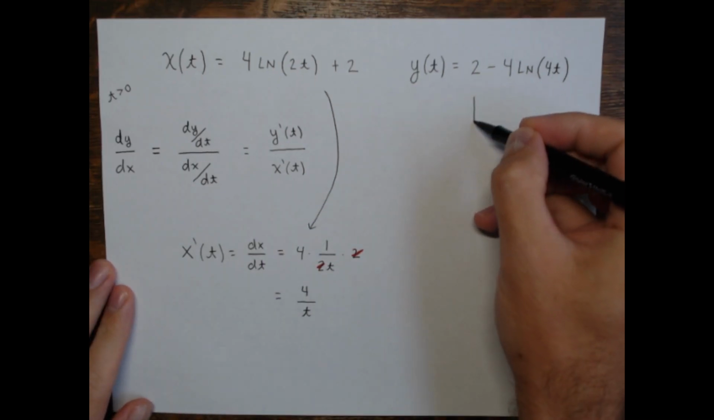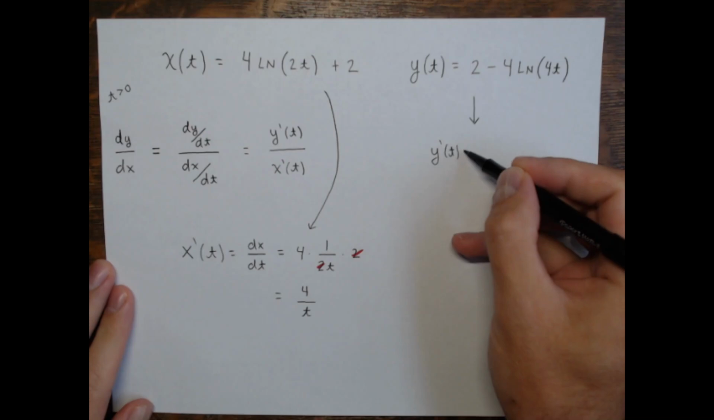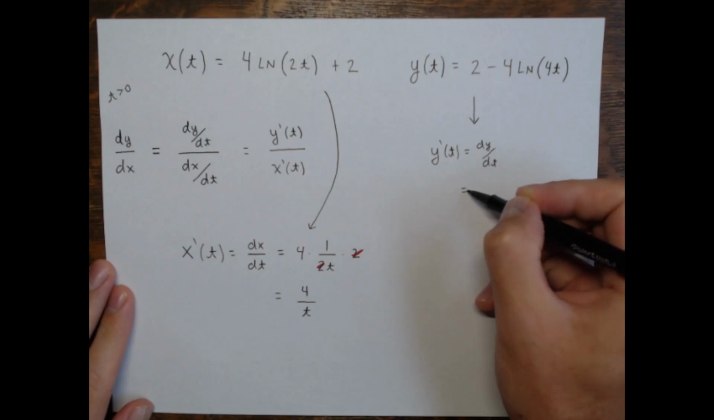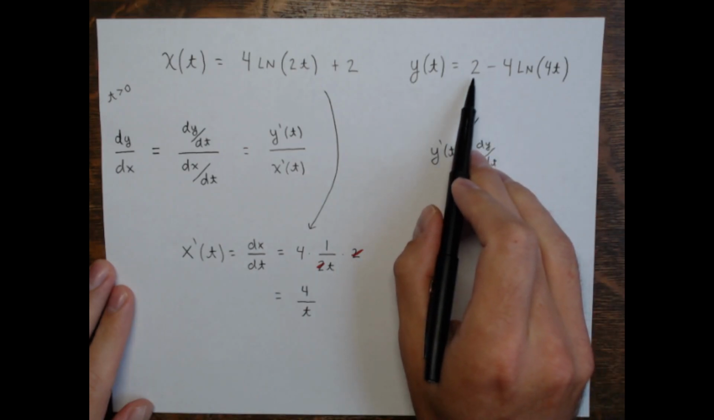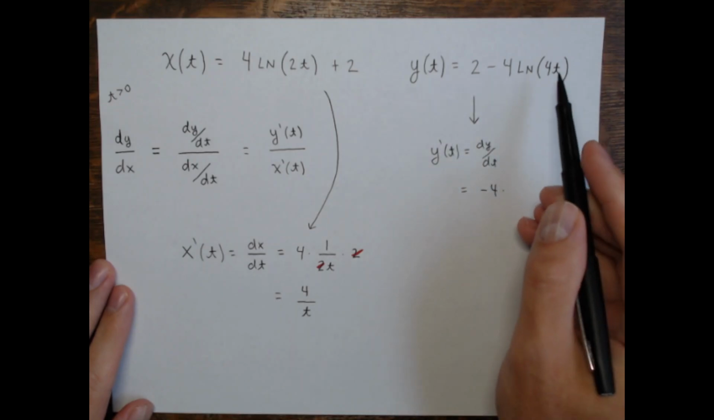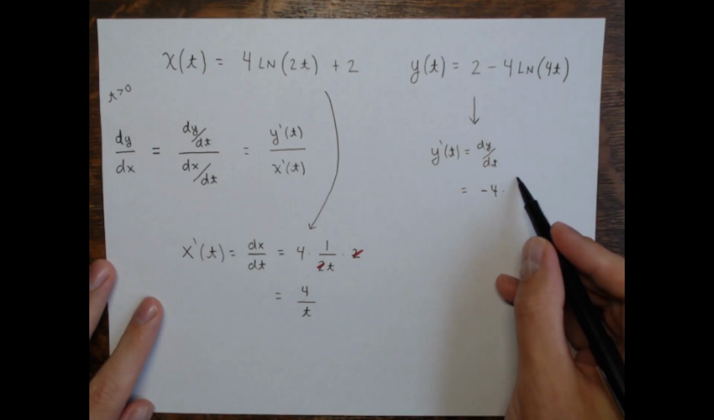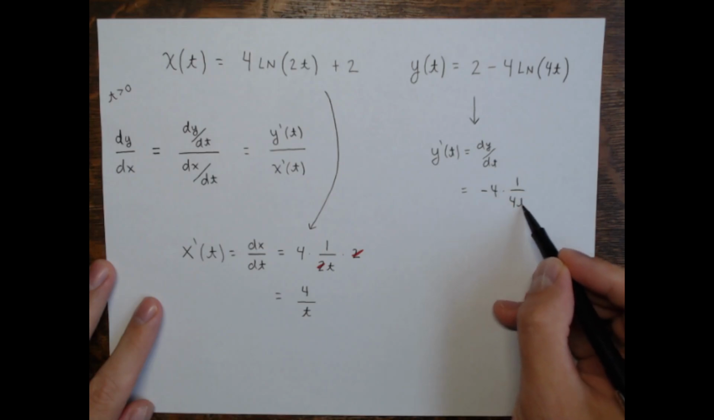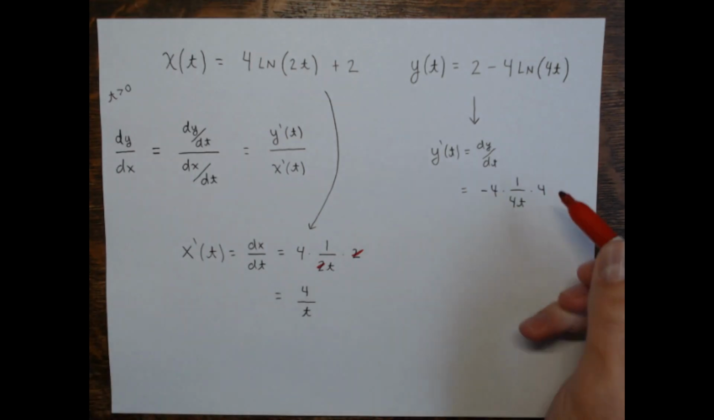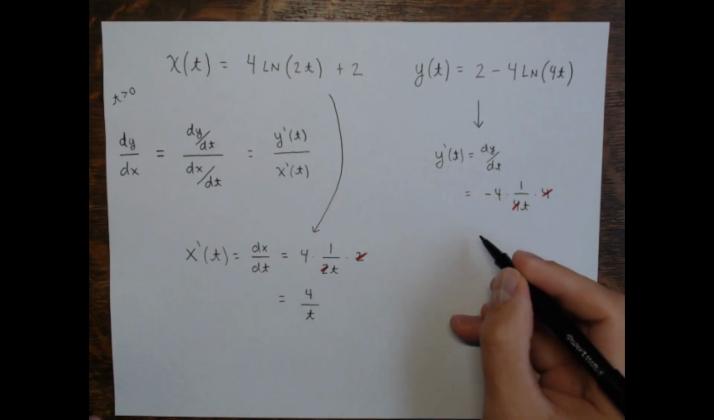And then same thing here for y, derivative of y with respect to t, y prime of t, or dy over dt, is 0, the derivative of the constant. And then you have this negative 4 still times, and then the derivative of the natural log of 4t is 1 over 4t, but then times 4. All right, so you got 4's canceling there, and this is negative 4 divided by t.